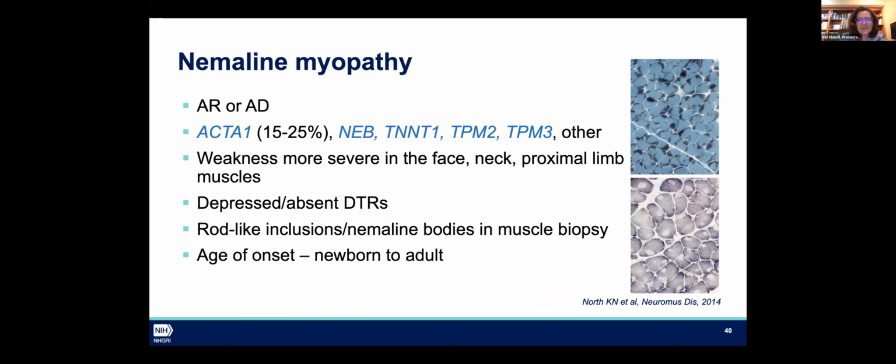I have as an example the nemaline myopathy with the nemaline bodies in the muscle fibers. A number of genes cause nemaline myopathy. It's usually autosomal recessive. Some genes are autosomal dominant. And there is a weakness more severe in the face, neck, proximal limb muscles, depressed reflexes, and a range of age presentation.